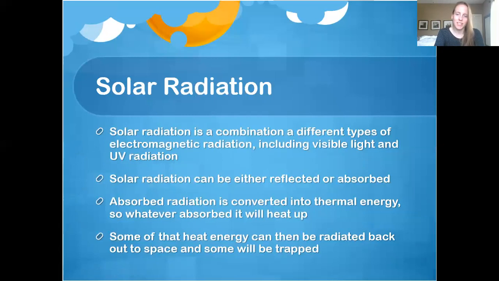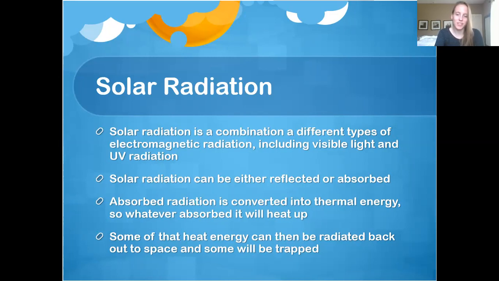So solar radiation is a combination of different types of electromagnetic radiation. We talked about this briefly in the physics unit. Electromagnetic radiation includes visible light and UV radiation, both of which are part of solar radiation that hits Earth. Solar radiation can be either reflected or absorbed. If the radiation is absorbed, it gets converted into thermal energy. So whatever absorbs the solar radiation heats up. And things that are darker in color tend to absorb more solar radiation. This is why black pavement gets really, really hot to the touch in the summer when it's really sunny.